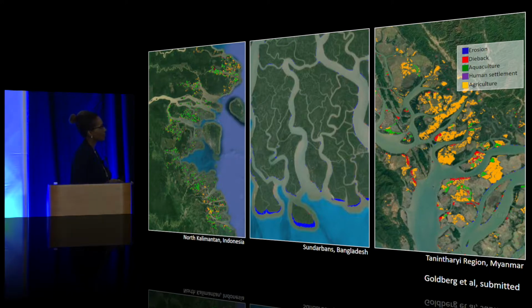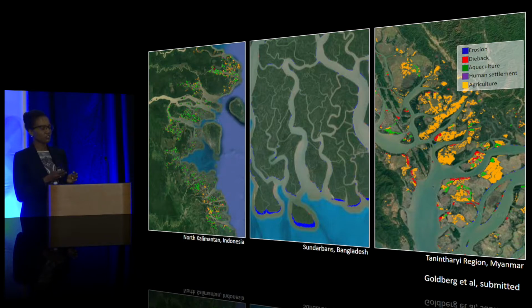And in the end, we have 5 main drivers of mangrove loss: erosion, dieback, natural or anthropogenic, aquaculture or agriculture, so commodities that are driving loss, and then there's also human sediment, so urbanization, for example. And depending on the type of loss that you see and the proximity to one of these drivers, we are then able to assign a type of loss to each pixel of mangrove loss. So here I'm showing an example in the Sundarbans of Bangladesh, where actually most of the loss is due to what we're calling erosion. In this case, this could be sea level rise, or it could be changes in water currents.